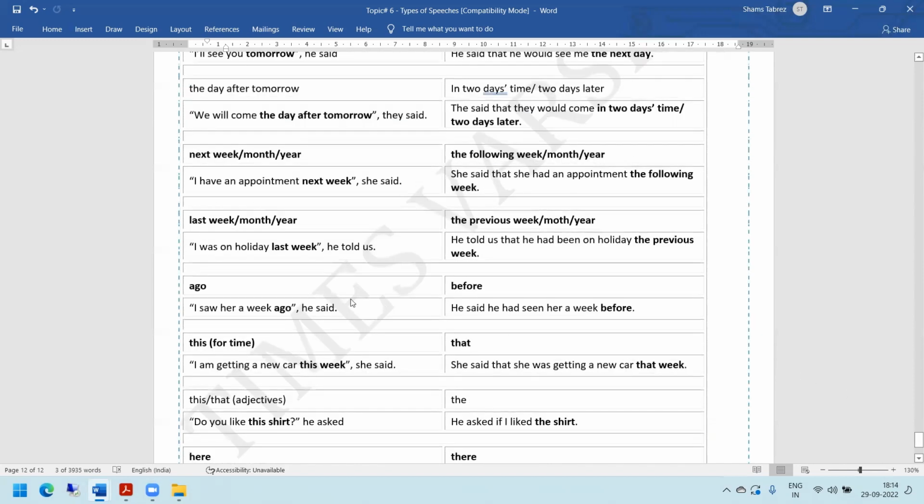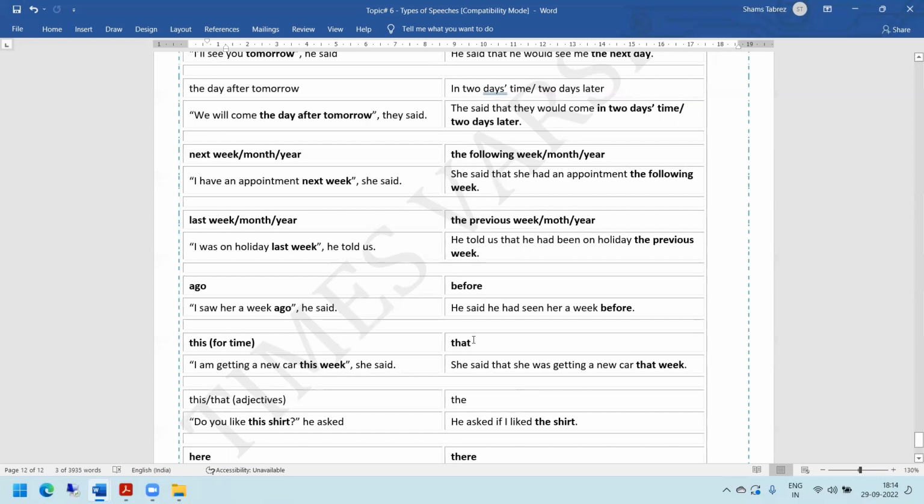Okay. Similarly, ago: I saw her a week ago, he said. He said he had seen her a week before. So ago changes to before. This changes to that: I am getting a new car this week, she said. She said that she was getting a new car that week.